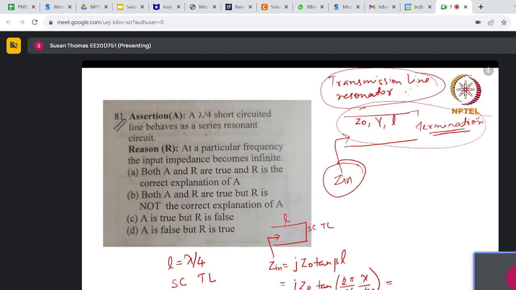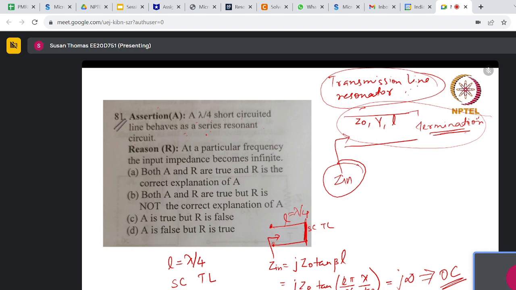Infinity. So can you see this? This is coming to be j infinity. So what is the implication of having infinite impedance? Infinite means open circuit, no? Yes. So a short circuited transmission line of length lambda by 4, at this point it becomes open circuit. It's transformed to an open circuit.